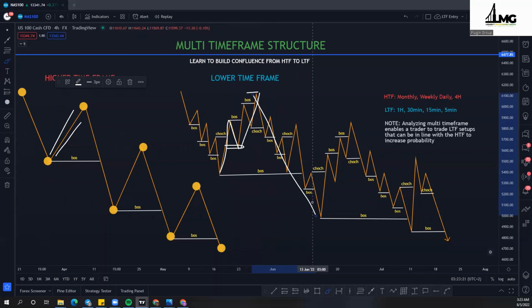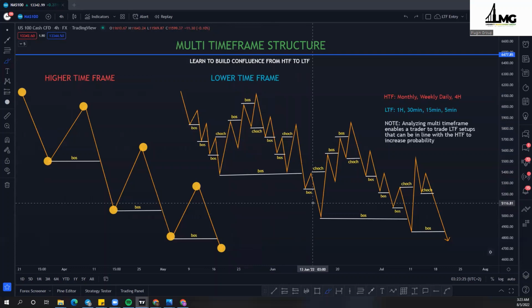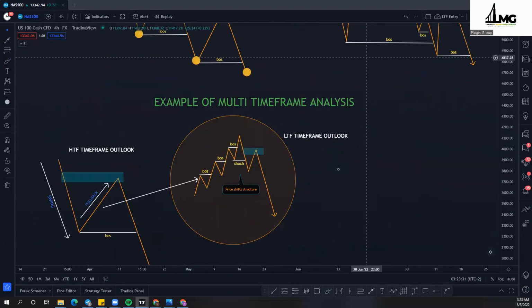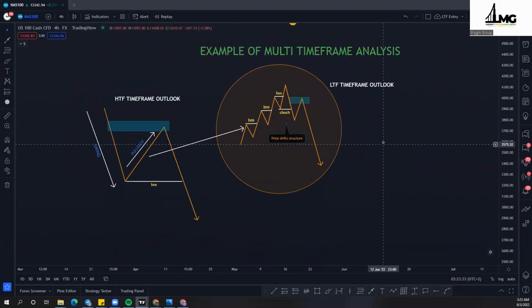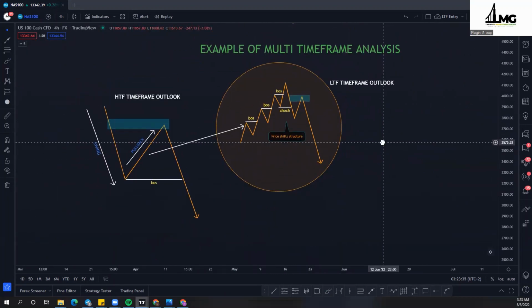So it's very, very important that you learn how to trade different time frames, incorporate them, and build your confluence both on the higher time frame and the lower time frame, right? So on the next module, I give a more clear view of how you can use the higher time frame with the lower time frame to find a trade, right?